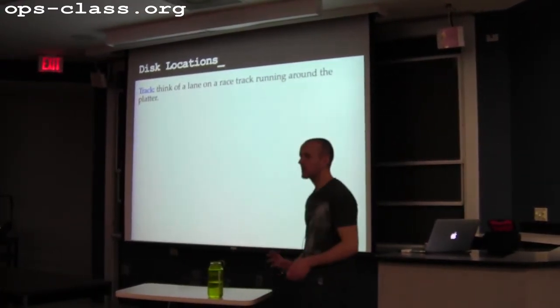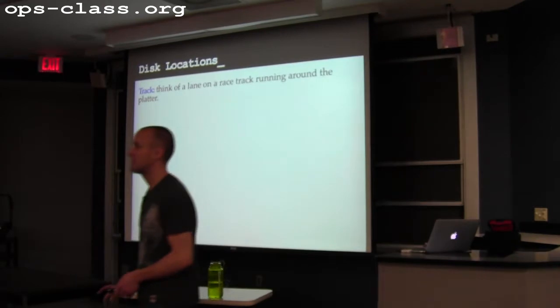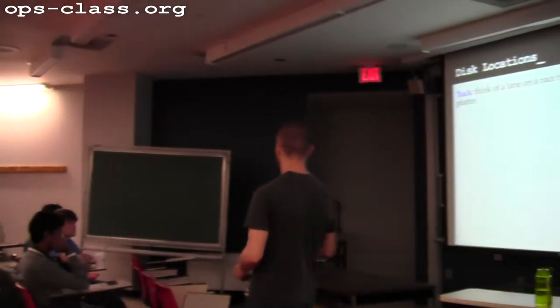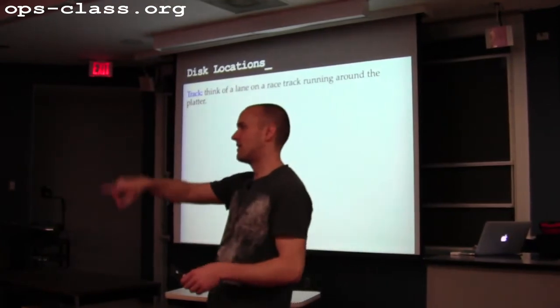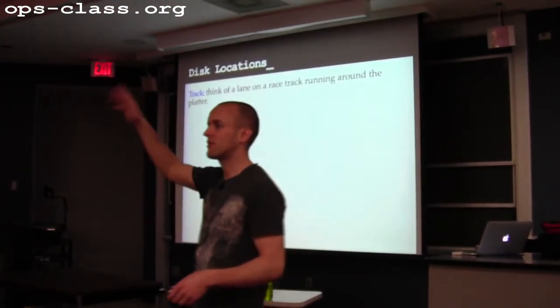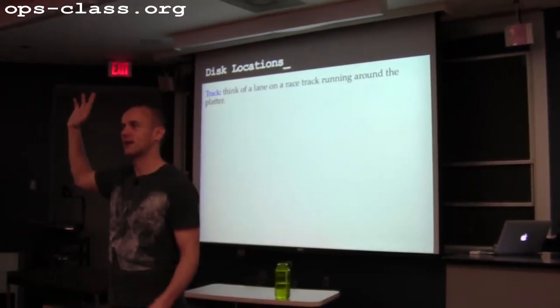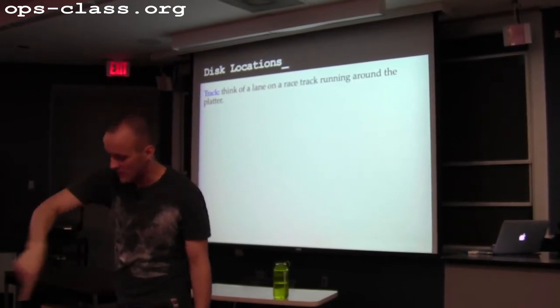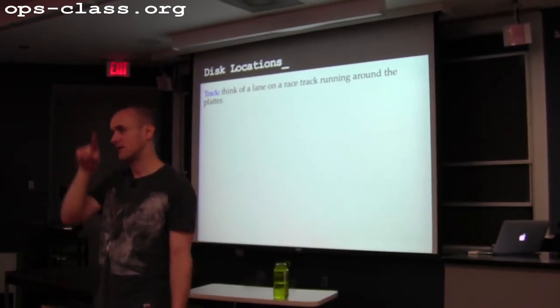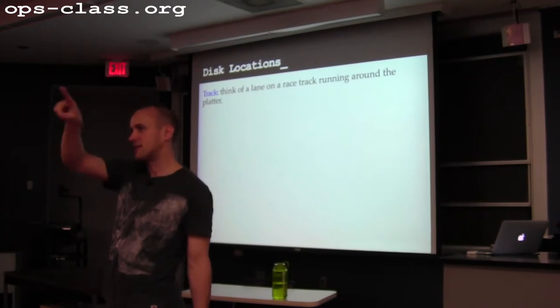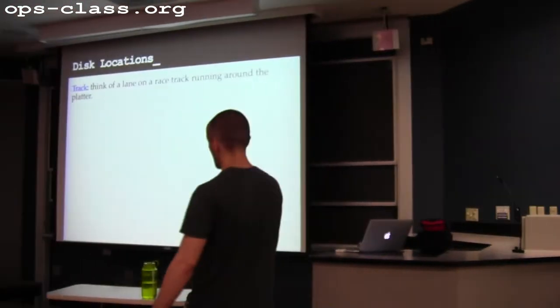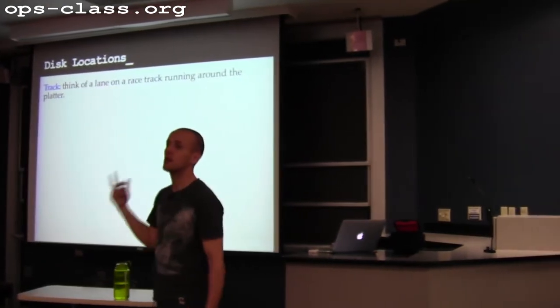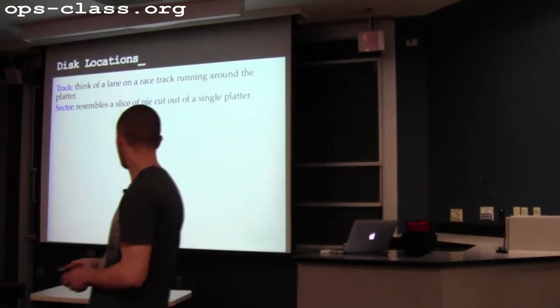Okay, so disk locations are a little bit more difficult to talk about in English, but I'll try, and then we'll have a diagram. So tracks. Think about a lane. How many people have ever run around a running track? So think about a lane on a running track. That's the idea of a track here. It's a circular slice of the disk that, if I left the head in one position and allowed the disk to spin, is the orbit that the head would see as the disk rotates, okay?